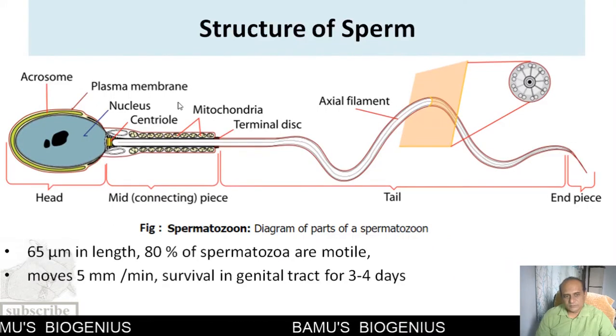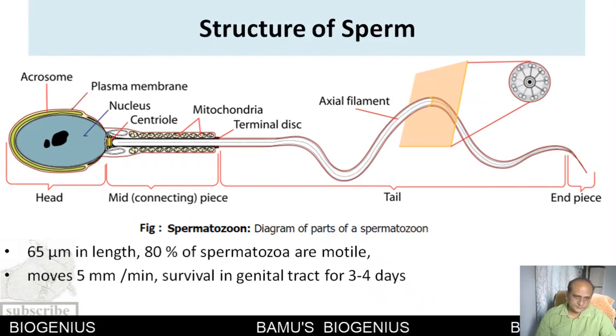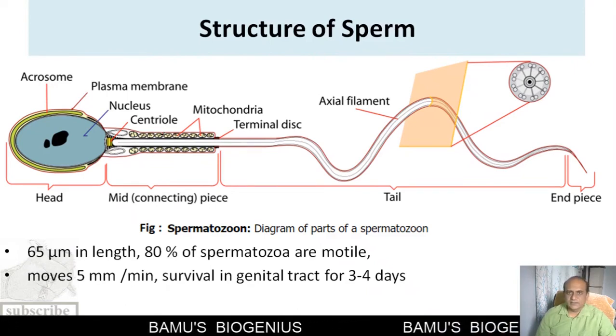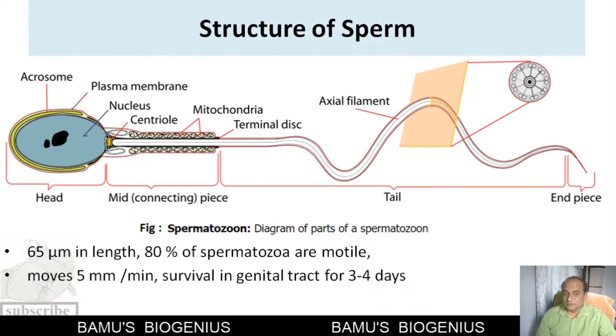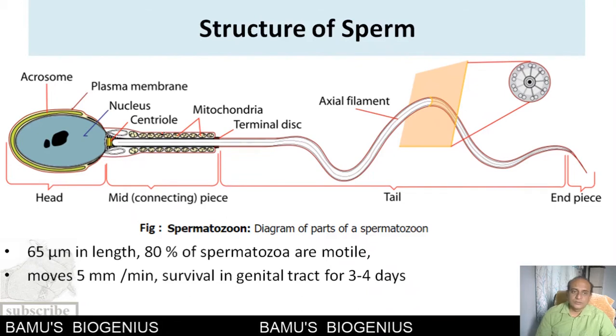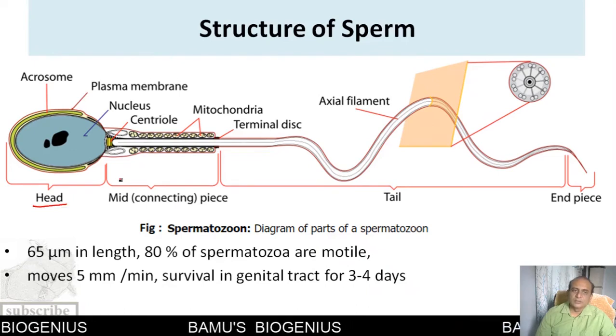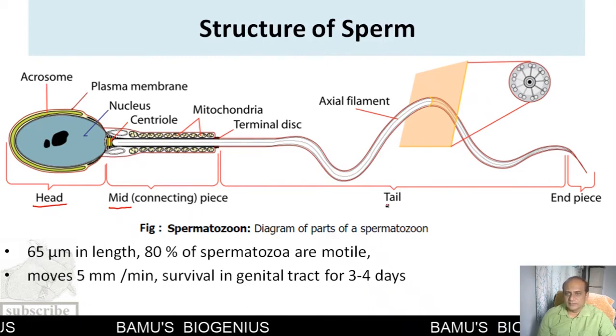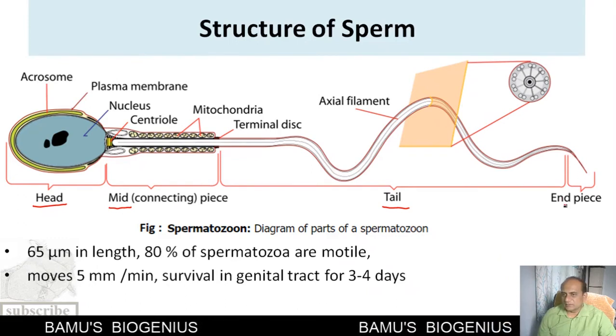Now we will discuss the structure of a sperm. See, when we talk about the structure of a sperm, the first thing that comes to our mind is its size. The size of the sperm, in case of humans, is about 65 micrometer in length. Now, it is divided into the head region, then a mid piece, and the tail region. The last part of the tail is called the end piece.